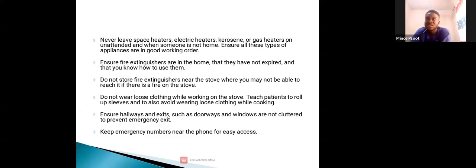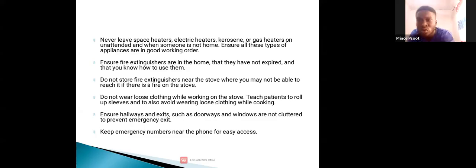Do not store fire extinguishers near the stove where you may not be able to reach for it in case of fire on the stove. Imagine you putting the fire extinguisher near the stove that is catching fire. How do you carry the stove and extinguish the fire? So put it away from potential material that can explode or burn.